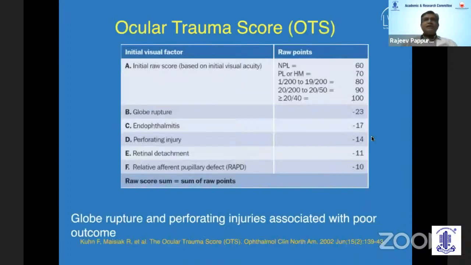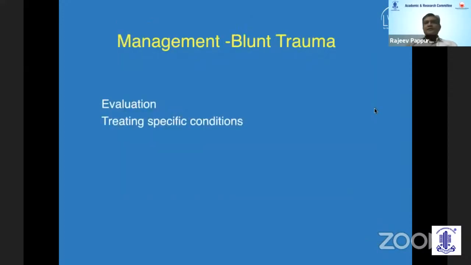When you're starting an assessment, the ocular trauma score is something we should always remember to do. This will give us a reasonable idea of how the prognosis is going to be. So we need to assess the visual acuity and the associated damage to the structures. Whenever there is trauma to the posterior segment, it is divided into blunt injury and penetrating injury.